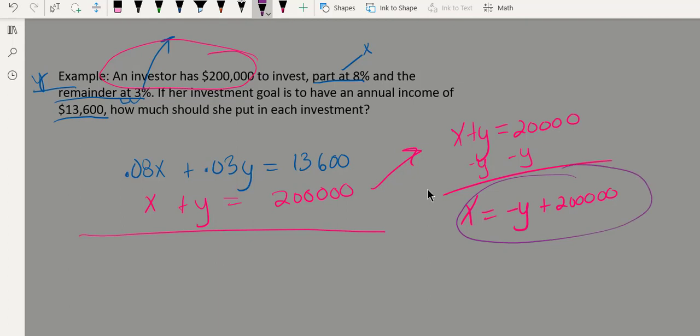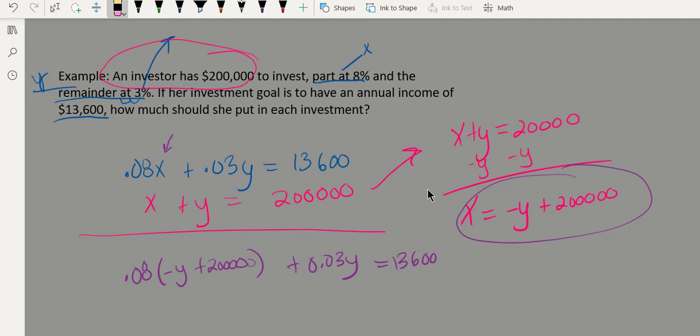Now, in substitution, that means we take this and plug it into the other equation. So wherever I see an x in this top equation, I am going to plug in negative y plus 200,000. So I have 0.08 times negative y plus 200,000, plus 0.03y equals 13,600.